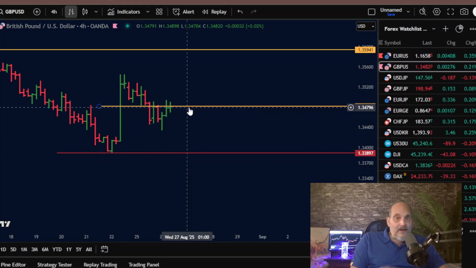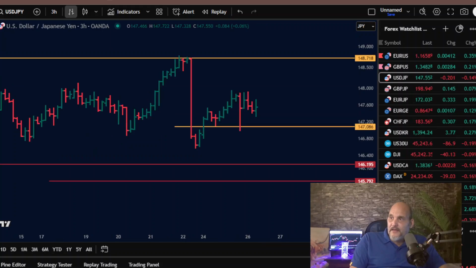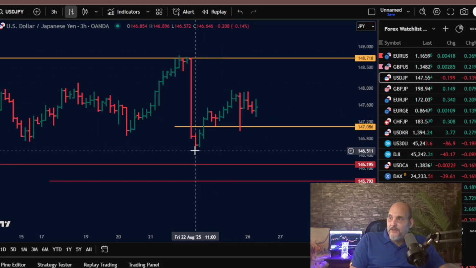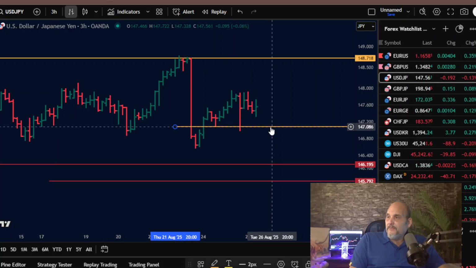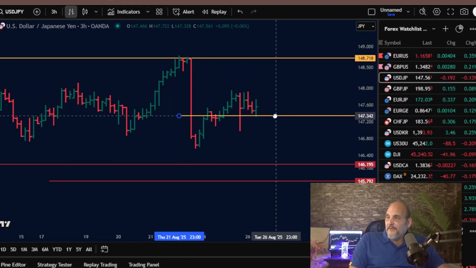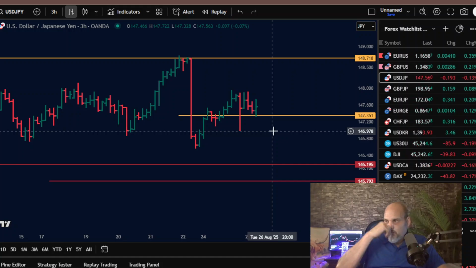I'm not going to take a straight short on cable. I think that's going to be really dead. I'll be looking more to dollar yen. But again, dollar yen itself right now came down previously to 146.90. 147. Okay, hang on here a second. 147, say 30 right here. Okay, 147.35 is the point.